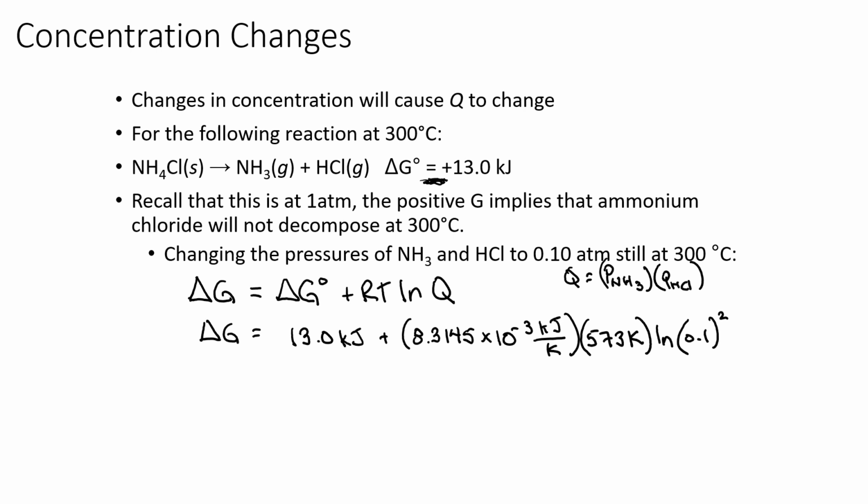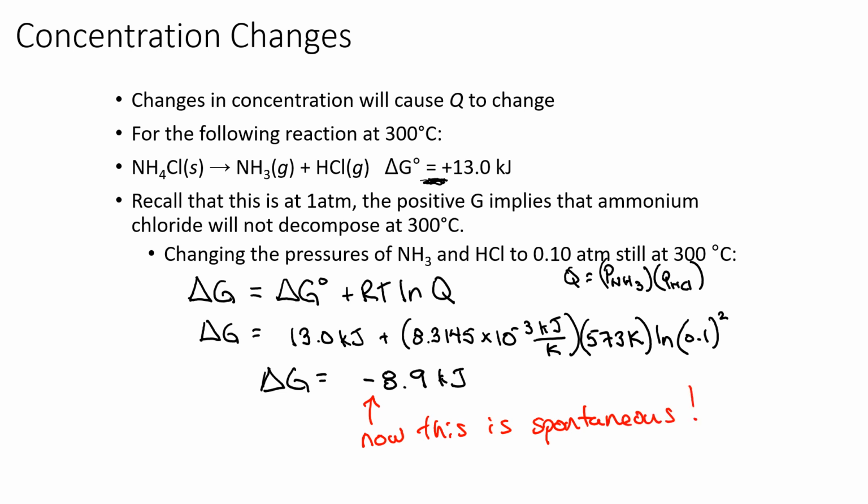We work through this mathematically, and we're going to get that our delta G for this is now negative 8.9 kilojoules. So now this is spontaneous. By changing the pressures of those gases, or we could change the concentrations of aqueous solutions, we have actually changed, in this case, something that was non-spontaneous at 300 degrees Celsius into a reaction that is spontaneous at 300 degrees Celsius.